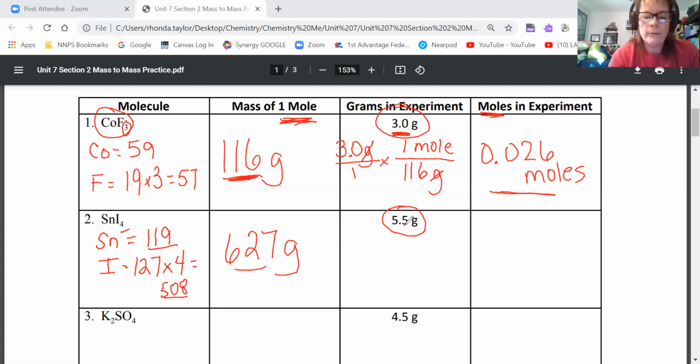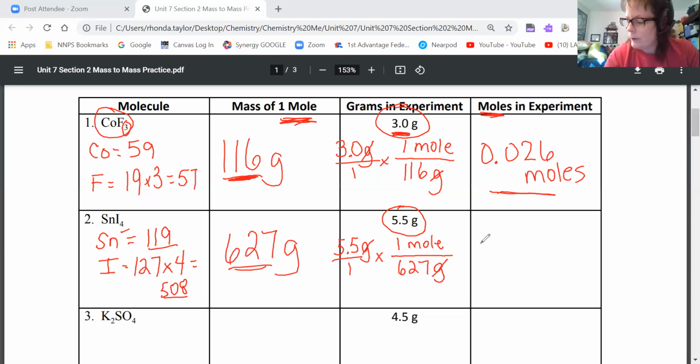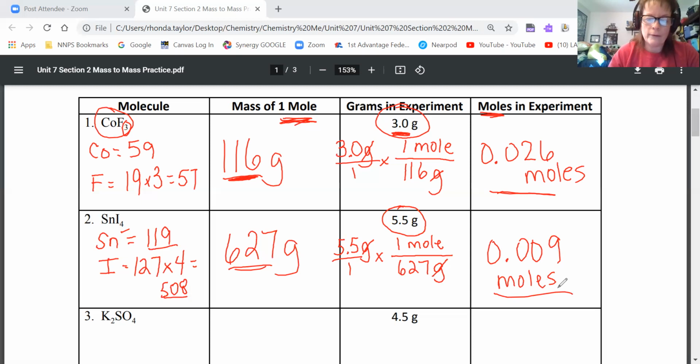So you only have 5.5 grams. Start with the grams you're given, 5.5 grams over 1, times, and we said 1 mole of this compound weighs 627 grams. That way grams cancel out. You do the math, and this time you should have ended up with about 0.00877, but you can just round to 0.009 moles and that will be fine. I mean, if you carried it out to 0.00877, that's okay. That wouldn't have been a problem.